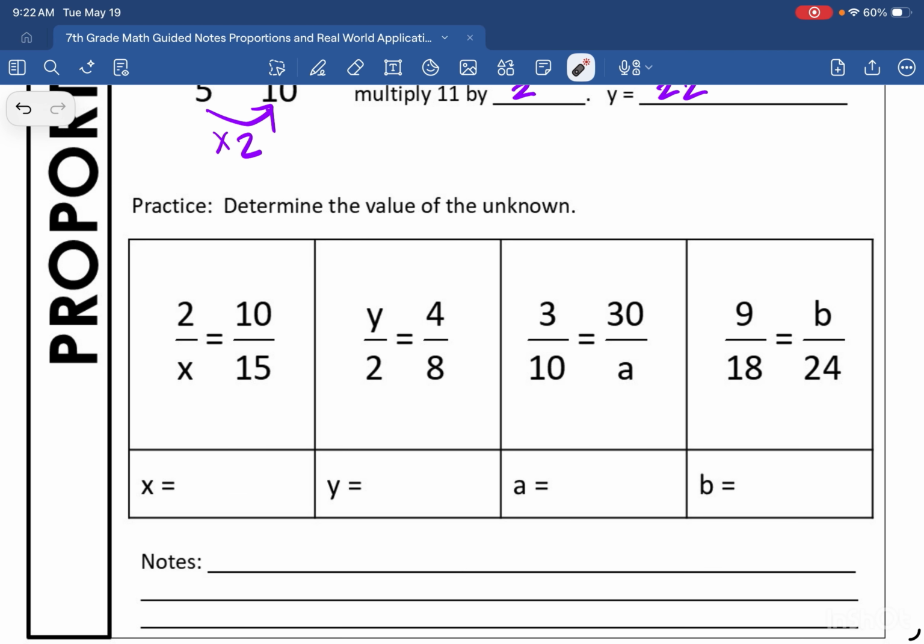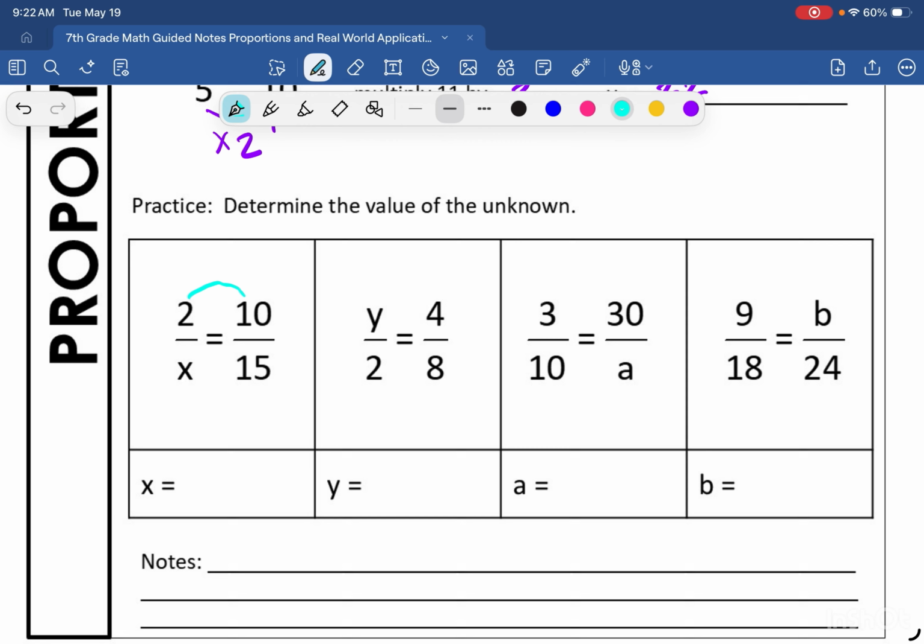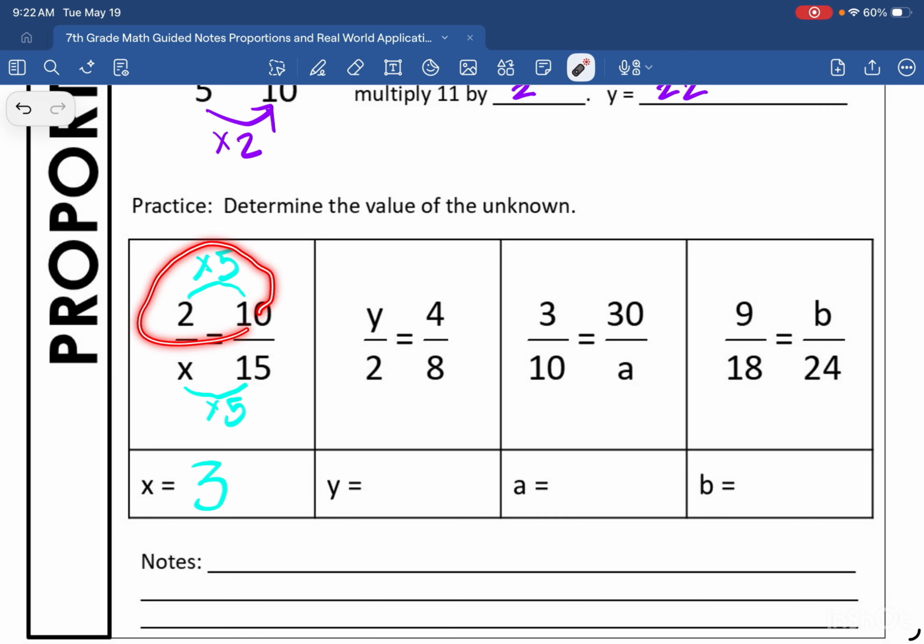Look at this practice. Determine the value of the unknown. Looking at this first one right here, I know it's horizontal. 2 times 5 equals 10. So going this way, some number times 5 equals 15, and then I know that it has to be 3. 3 times 5 equals 15. If I don't know, I can think of it as division. 10 divided by 5 is 2, and 15 divided by 5 is 3.